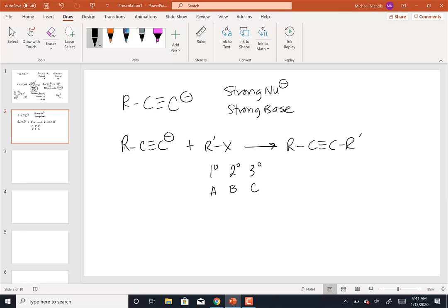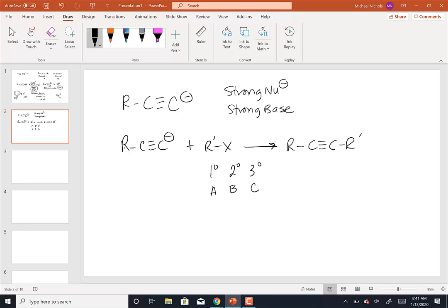Okay. So in this case, primary and secondary halides, can they undergo SN2? Yes, because they're not that sterically hindered. So this alkynyl anion with a primary or secondary halide will do SN2 all day long. But when it's tertiary, what happens? Tertiary halides are too sterically hindered to undergo SN2.